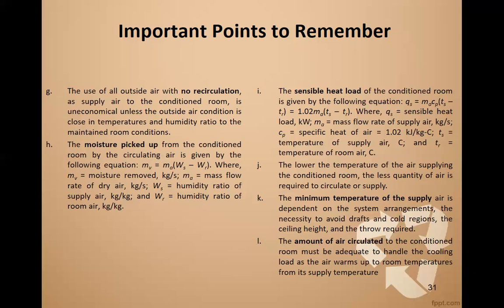The lower the temperature of air supplying the conditioned room, the less quantity of air is required to circulate or supply. The minimum temperature of the supply air is dependent on the system arrangement, the necessity to avoid cold drafts in cold regions, the ceiling height, and the throw required. The amount of air circulated to the conditioned room must be adequate to handle the cooling load as the air warms up to room temperature from its supply temperature.